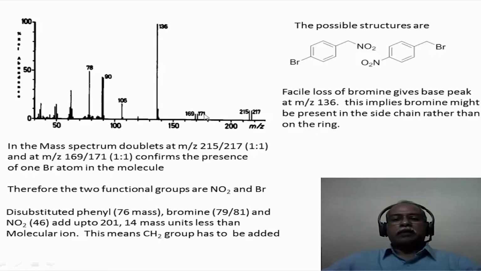Remember, whenever bromine is there, it would be a doublet two mass units apart with a 1:1 intensity ratio. If you subtract 79 from 215, you essentially get 136. So the loss of bromine gives a base peak at 136.